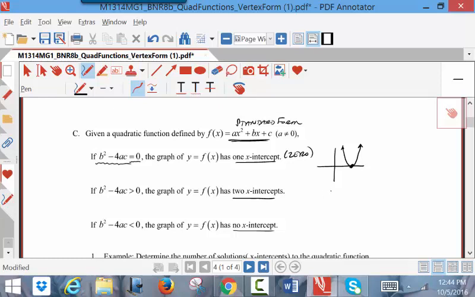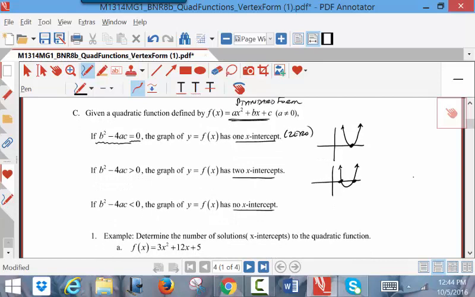If you have two x-intercepts, that's kind of what we normally see. It's something like this, where you cross the x-axis in two places. So there's an example of a parabola having two x-intercepts. And what it says here is if you compute b squared minus 4ac and it's greater than 0, which means it is a positive number, then you will have two x-intercepts. When we do some examples of this, it will make more sense.